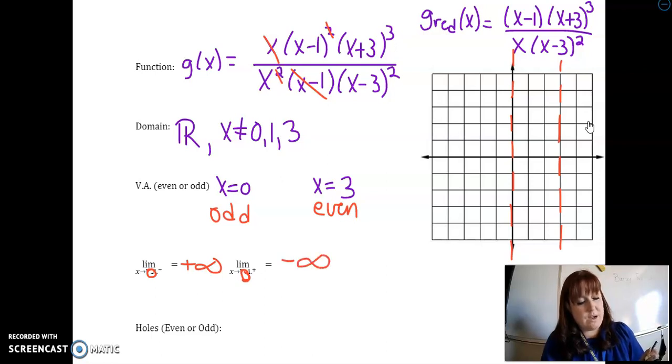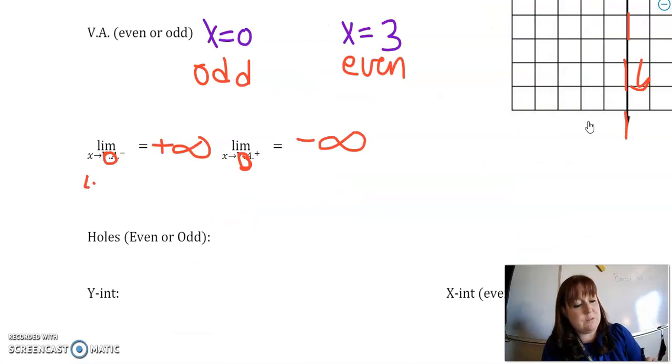Okay, so I know that as x approaches from the left, we're going to positive infinity, so we're going to do like that and like that. That gives me an idea. All right, let's look at the other asymptote.